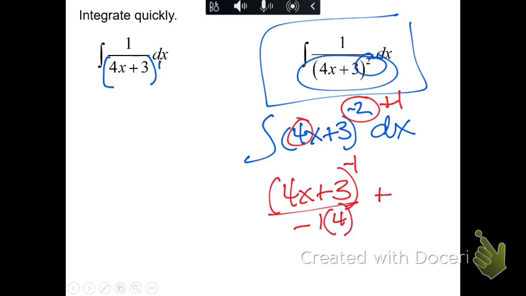Okay? And then just clean it up. So I have a -4 in the denominator or a -1/4 out front, either way. And then I'm going to move this back to the bottom.